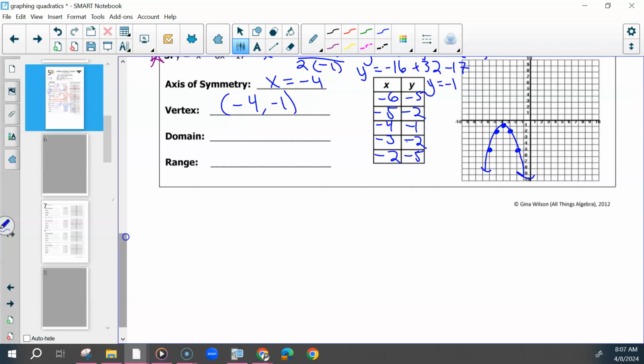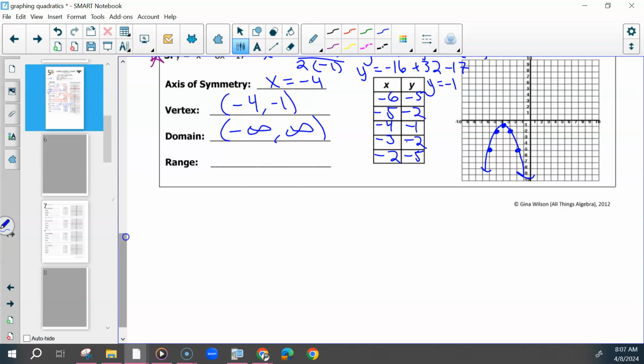What's our domain here? Negative infinity to positive infinity. Even if it changes direction, it's still the same. Because this is going to keep going left and down, further and further, and then this is going to keep going right and down. So it's going to keep going to both sides eventually.